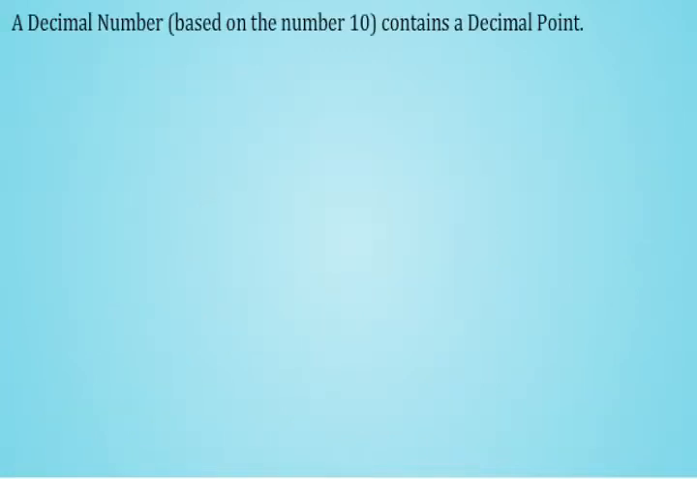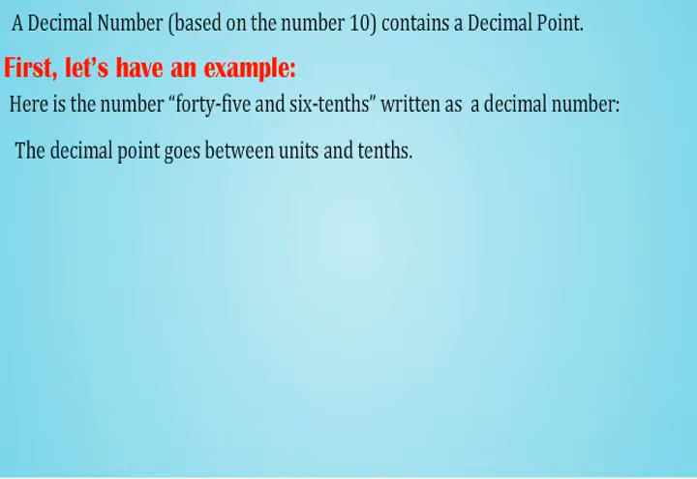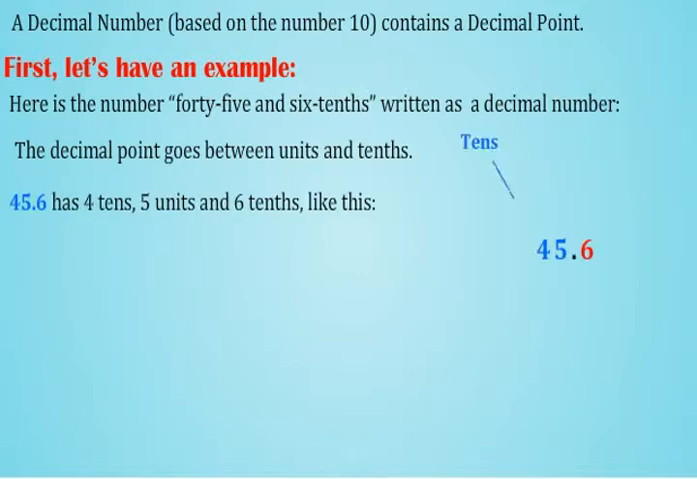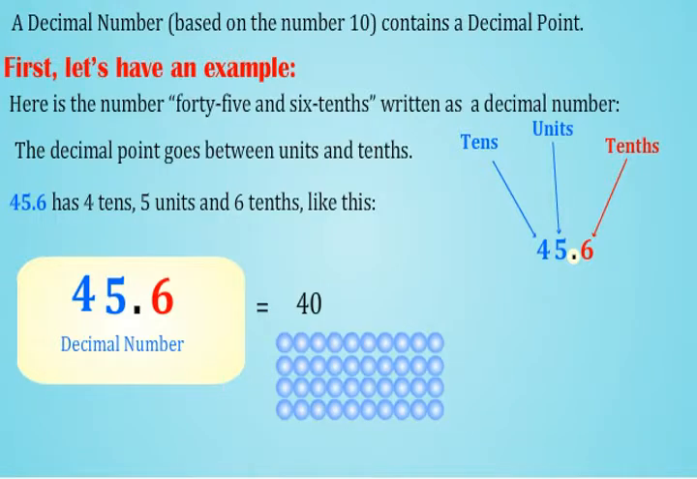Learning time. A decimal number based on the number 10 contains a decimal point. First, let's have an example. Here is the number 45 and 6 tenths written as a decimal number. The decimal point goes between units and tenths. 45.6 has 4 tens, 5 units and 6 tenths. Like this, 45.6 decimal number is equal to 40 balls plus 5 balls plus 6 by 10 balls.